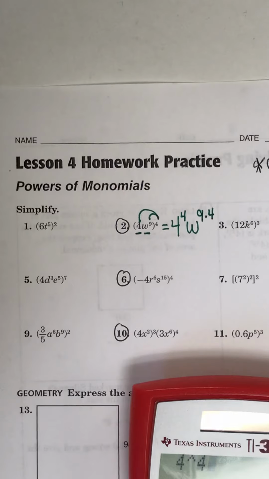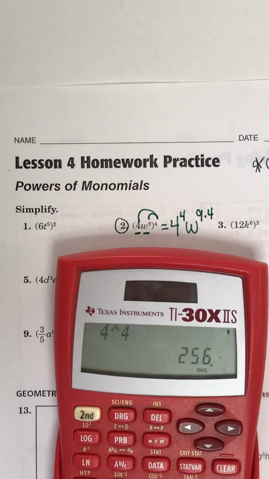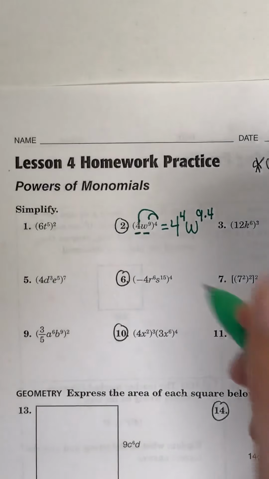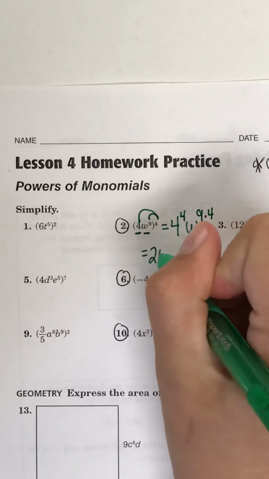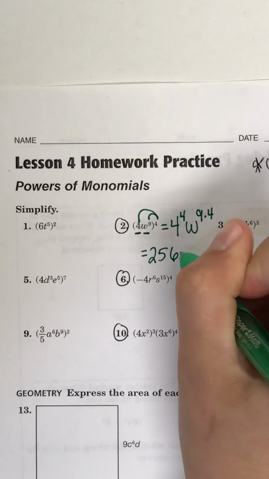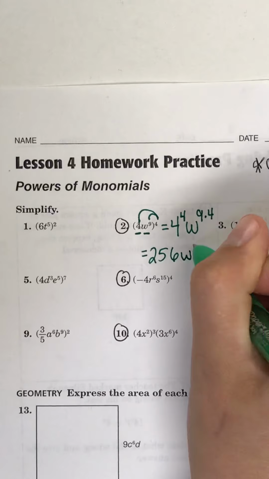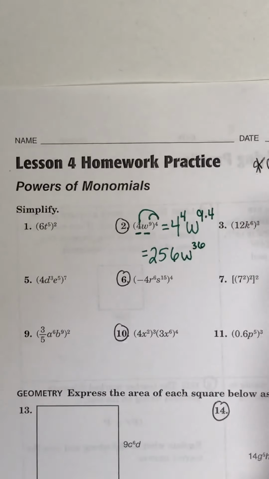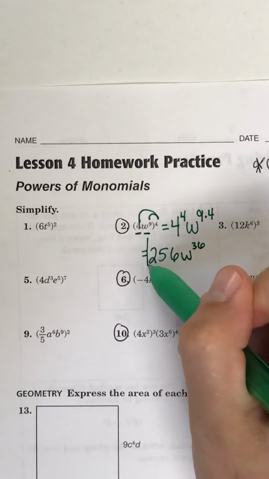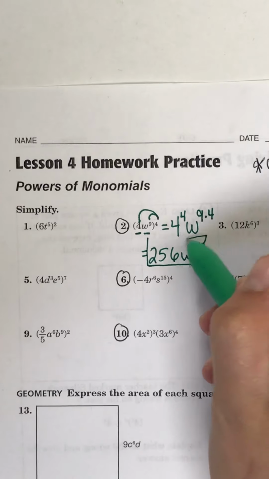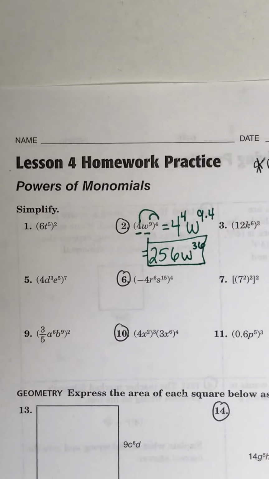4 to the 4th power, or 4 caret 4, is 256. You drop the W down. 9 times 4 gives me an exponent of 36. And then you want to finish your answer by boxing it off.